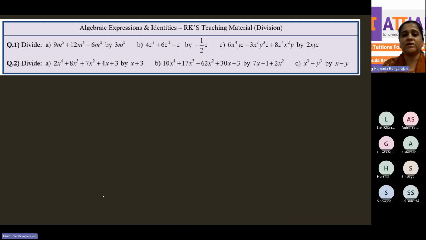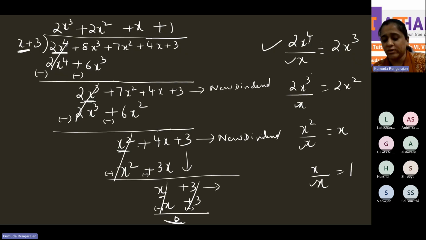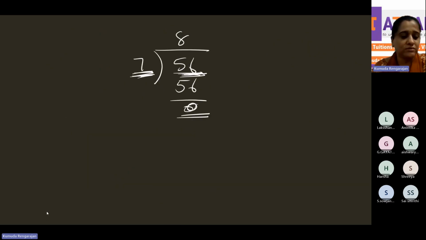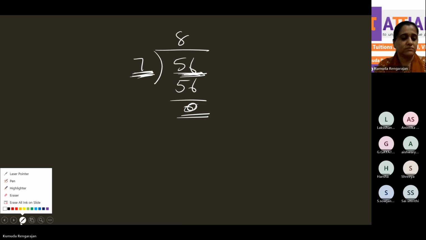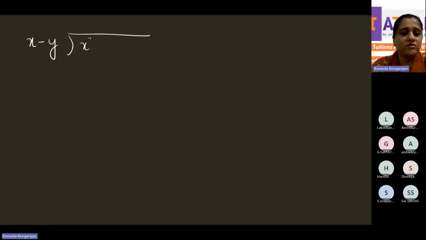Okay. The second one I'll do in the next class. I'll do the last one now. X cubed minus y cubed by x minus y. We'll wind up today's session with this one. Okay. Next we'll divide x cubed minus y cubed by x minus y. All right.